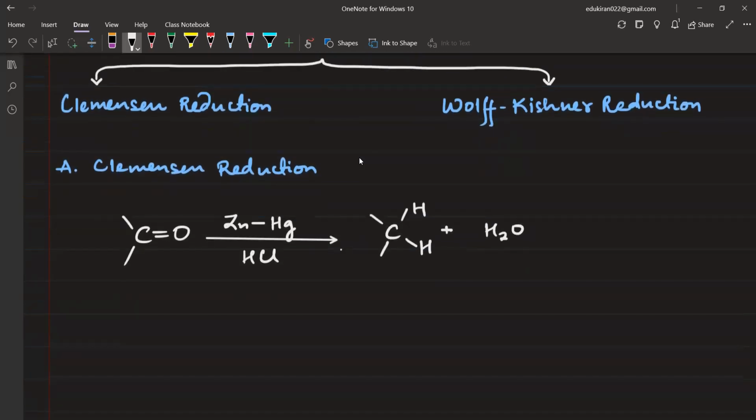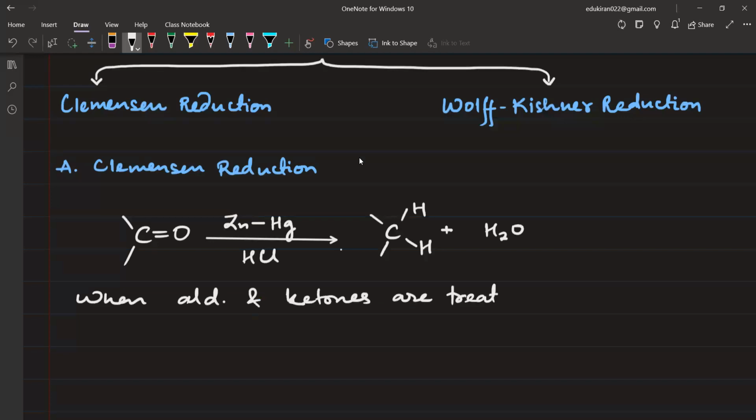Now what happens in this reaction? You can write that also. But this reaction is more important. This is zinc Hg. Zinc Hg, it is known as zinc amalgam. Please write: wherever you have C double bond O, that will be converted to CH2. That's it. That's the change, nothing else. When aldehydes and ketones are treated with zinc amalgam.